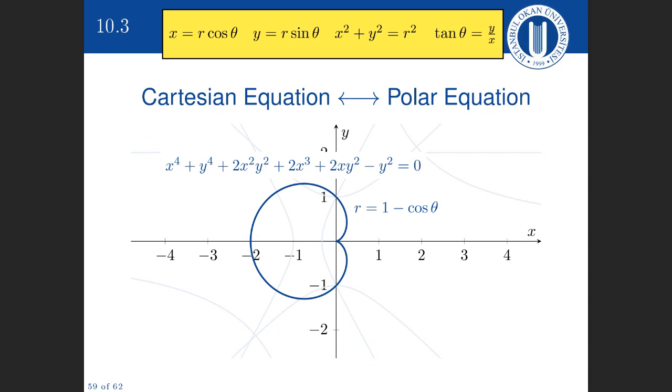X to the power 4 plus y to the power 4 plus 2x squared y squared plus 2x cubed plus 2xy squared plus 2y squared is equal to 0. If we use Cartesian coordinates, this is a complicated equation, but if we use polar coordinates, this is just the same as r is equal to 1 minus cos theta. I'll leave it for you to check that.